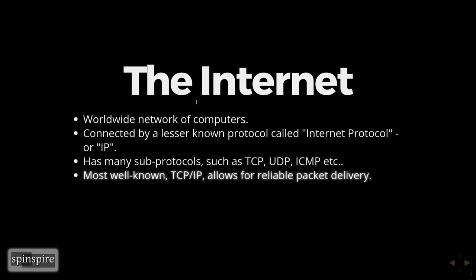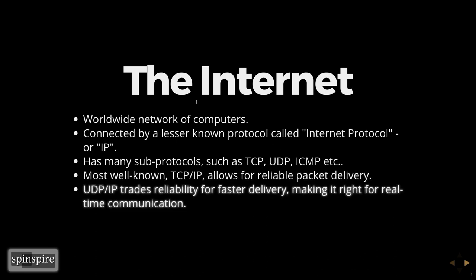Okay. And as opposed to UDP/IP, where packets are delivered on a best effort basis, so it's possible that some of the packets don't make it in time. And that's considered okay, because UDP/IP trades reliability for faster delivery. So that makes it ideal for real-time communication, such as audio streaming, video streaming, and video-audio two-way communication. So let's get to the next slide, which is the IP address.